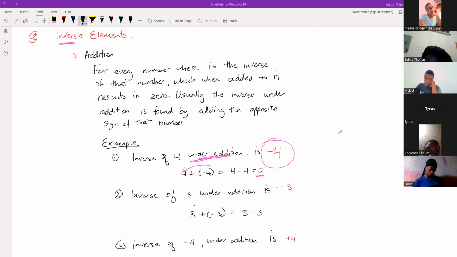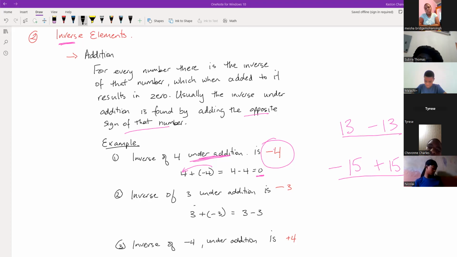So the inverse for addition is always the opposite sign of the number. If I tell you what is the inverse for 13, it's going to be negative 13. If I ask you what is the inverse for negative 15, it's going to be positive 15. All you are doing is just changing the sign on the number. How you can check to make sure that you have the correct inverse element is that when you add the two numbers together, you should get 0. Positive 13 plus minus 13 will give me 0. Negative 15 plus 15 will give me 0.